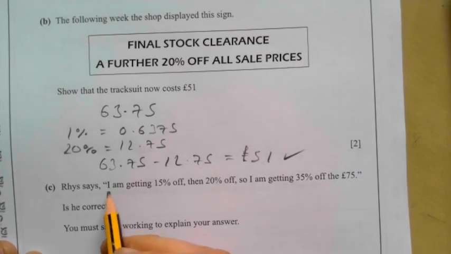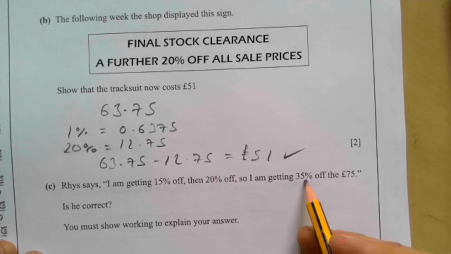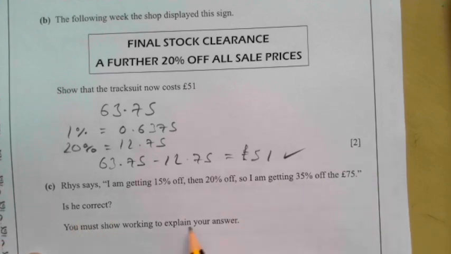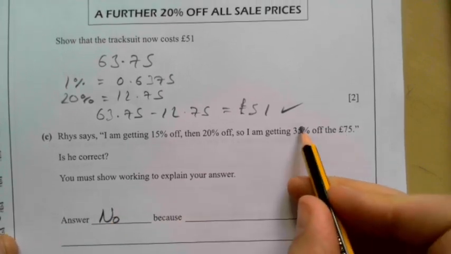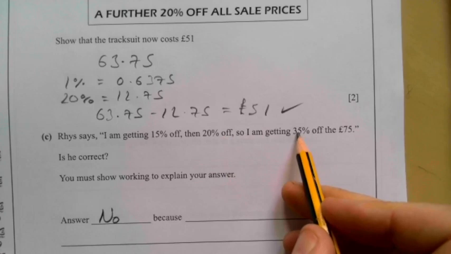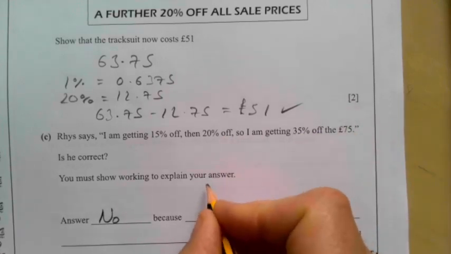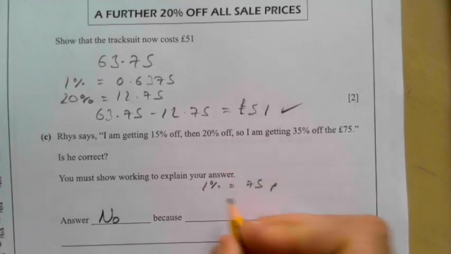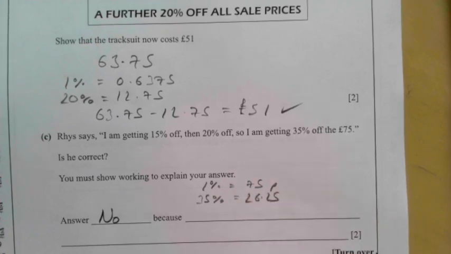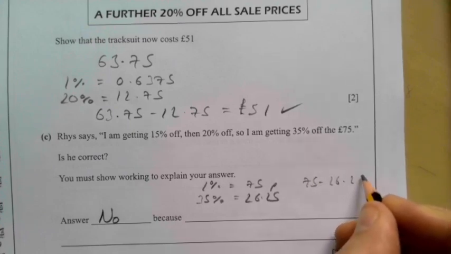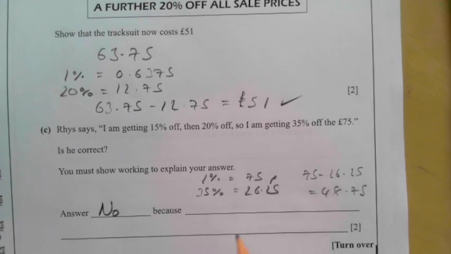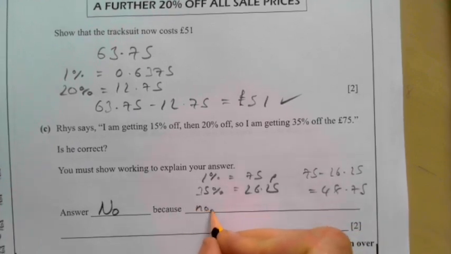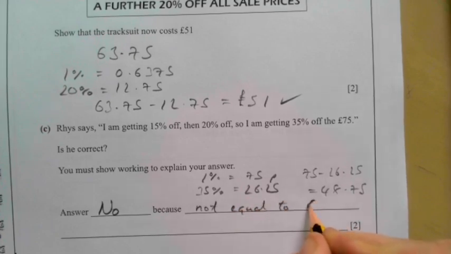Reese says I am getting 15% off, then 20% off, so I'm getting 35% off 75. Is he correct? You must show working to explain your answer. No, he is not correct. If you just check it and see, it's going to be different. 35% of 75. Let's go. 1% is 75p. I've taken that from earlier. 35% is 26.25, and so if we did 75 take away 26.25, we get 48.75. So that's different obviously to 51, and so there's my reason, I suppose. So not equal to 51.